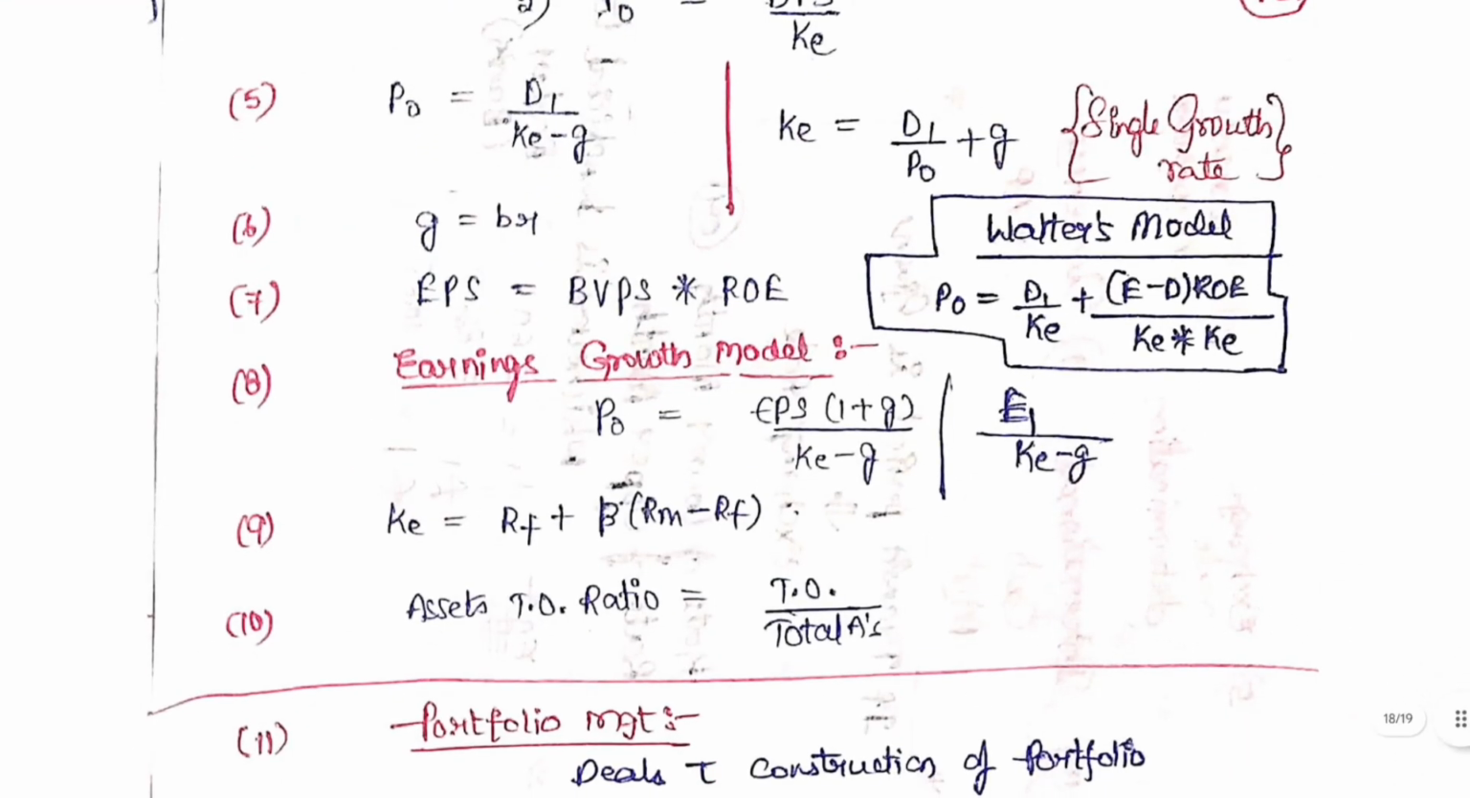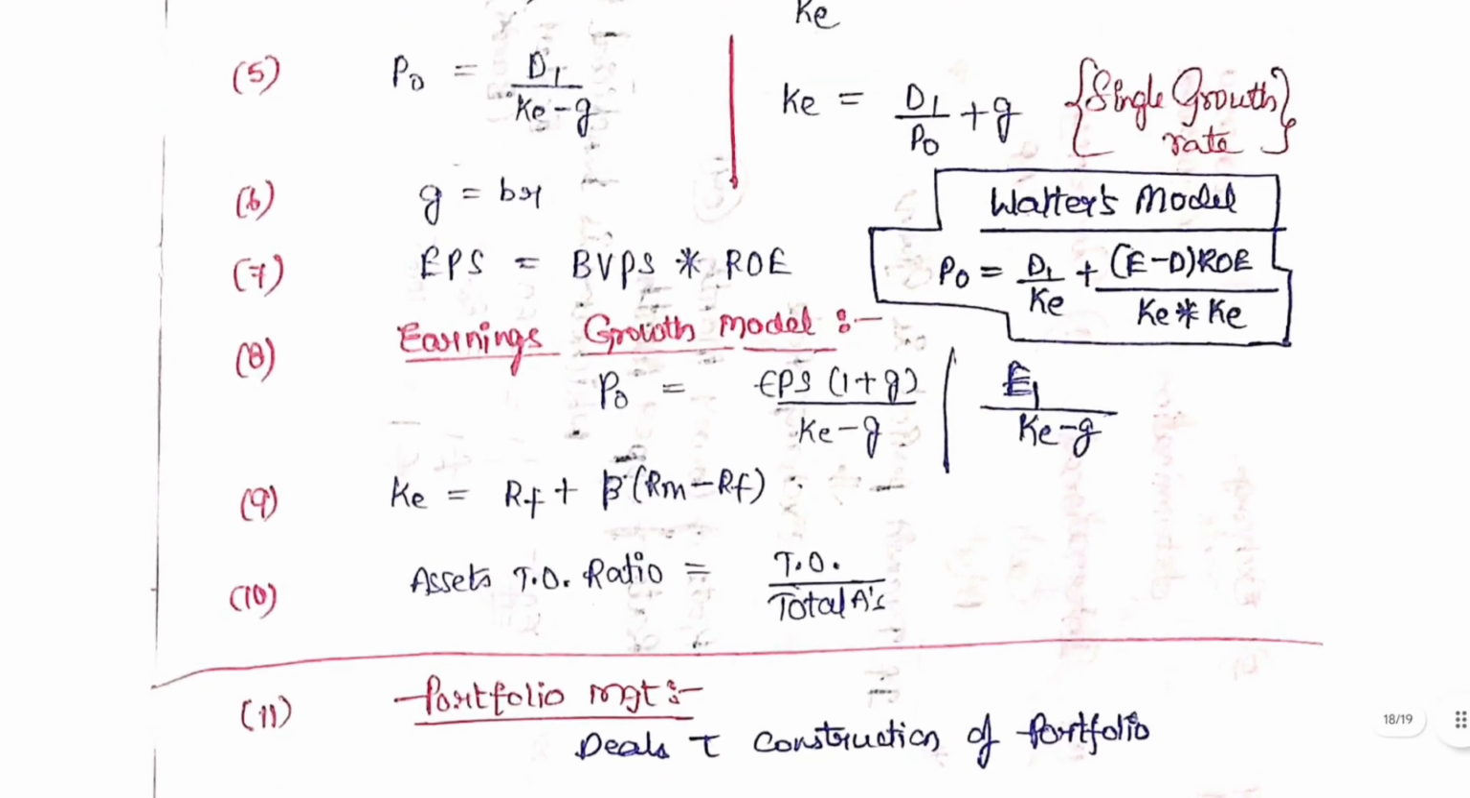In such a case, P0 equals DPS divided by KE. Another way of calculating: P0 equals D1 by KE minus G. KE equals D1 by P0 plus G as per single growth model. As per Walter's model, P0 equals D1 by KE plus (E minus D) into return on equity divided by KE into KE. How to calculate G? G equals B into R. EPS equals book value per share into return on equity.